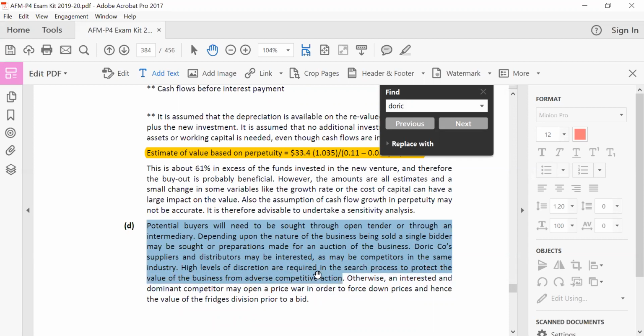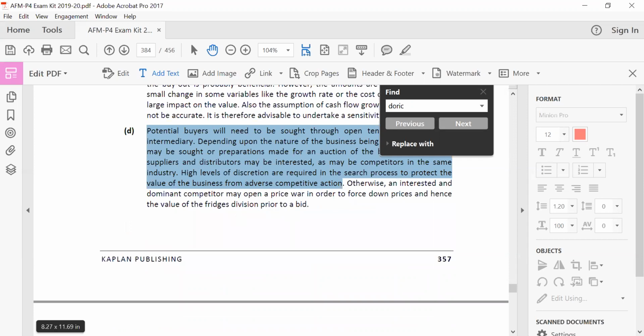So you need to get a buyer, but it should be done in a good way so that competition will not affect the price. Sometimes people come in to compete and they affect the price. The price you wanted to charge, they actually spoil that. Otherwise, an interested and dominant competitor may open a price war in order to force down prices, and hence the value of the fridges division prior to a bid.